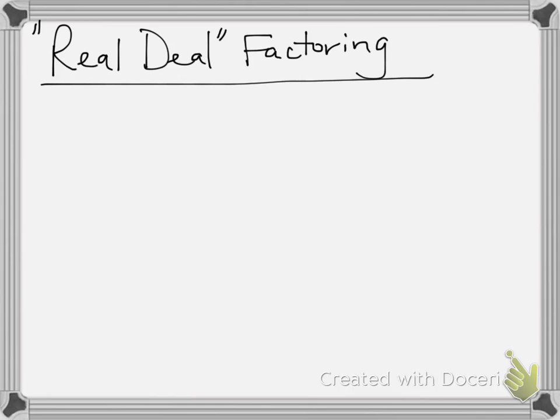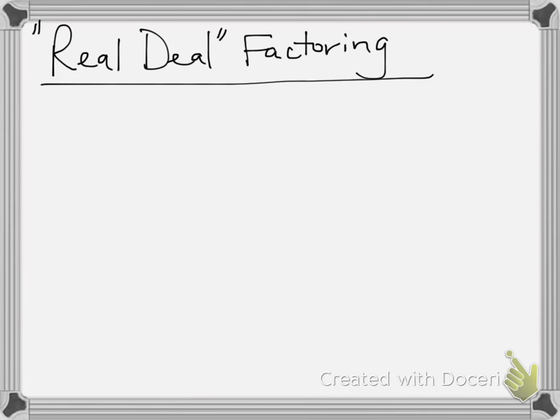All right, we're going to talk about real deal factoring. I just call it real deal factoring because we've done some factoring before. We did some factoring on monomials, we did some factorization, and we did factoring using the distributive property. All those things are necessary and important for what we're about to do, but this is the hard stuff, okay?